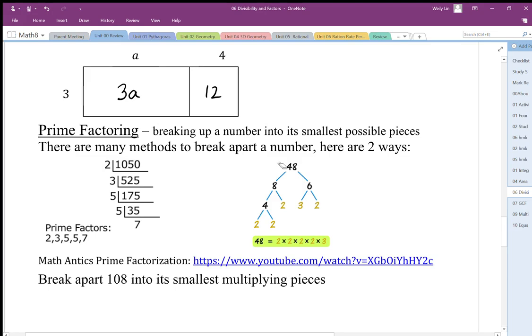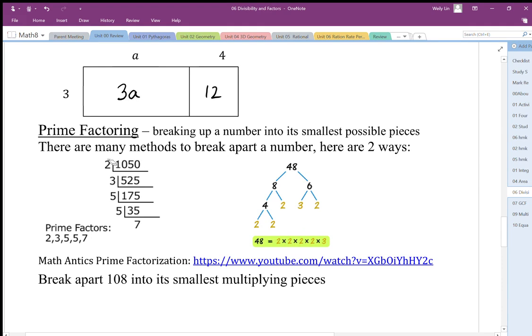So if we have a number of 48, we can break it up using a factor tree. And we can break up the multiplication. So 8 times 6 equals 48. 8 can be broken up further into 4 times 2. 4 can be broken up further into 2 times 2. 6 can be broken down into 3 times 2. And the ends of these trees represent the prime factors, the smallest multiplication pieces, and we put them all together. So we have 2 times 2 times 2 times 2 times 3 equals back to 48.